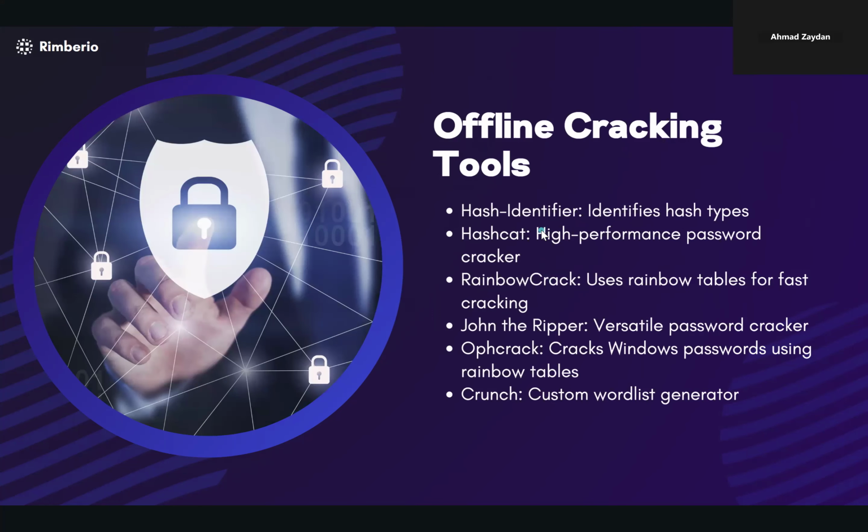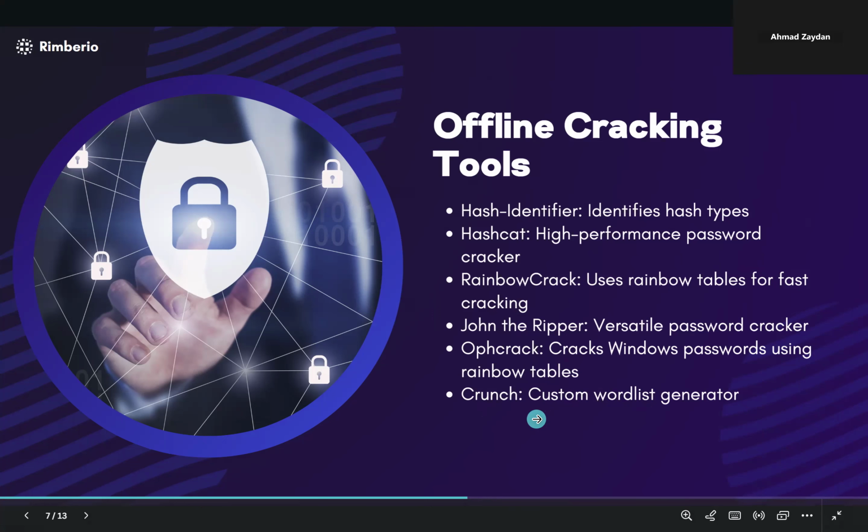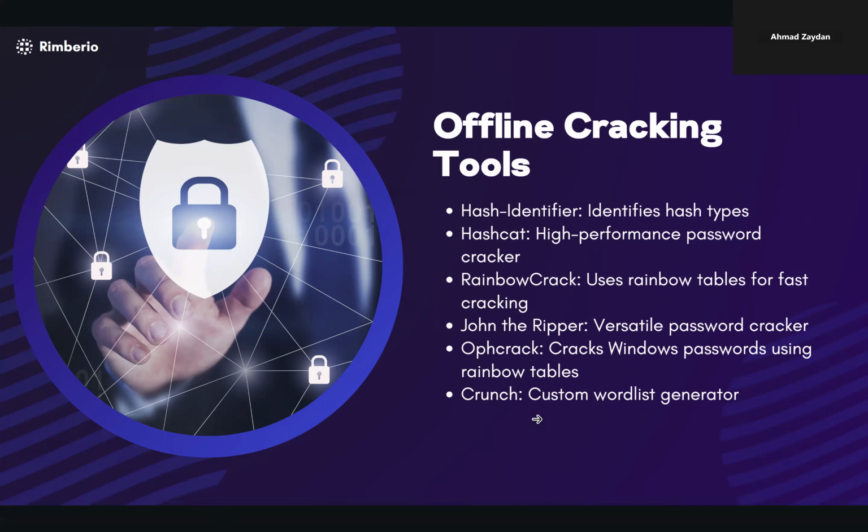There are several tools for offline cracking, such as hash-identifier, which identifies hash types. There's also Hashcat, a high performance password cracker, RainbowCrack, which uses rainbow tables for fast cracking, John the Ripper, which is a versatile password cracker, Ophcrack, which cracks Windows passwords using rainbow tables, similar to RainbowCrack, and lastly Crunch, which is a custom wordlist generator.